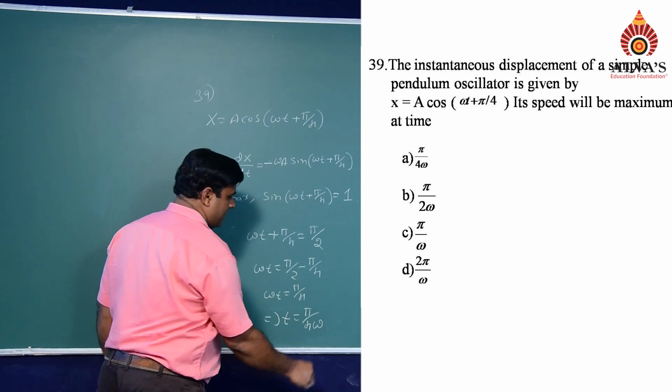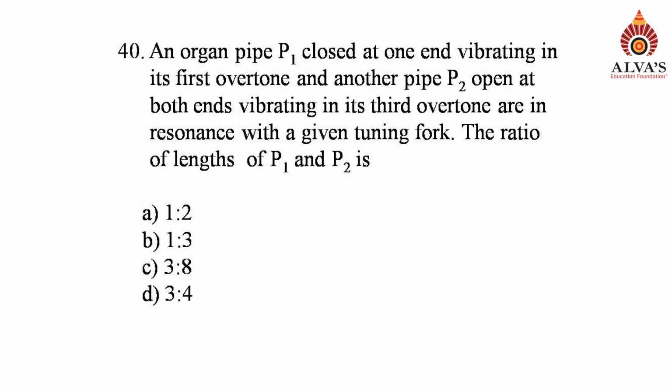So, the answer is... An organ pipe P1 closed at one end, vibrating in its first overtone, and another pipe P2 open at both ends, vibrating in its third overtone, are in resonance with a given tuning fork. The ratio of lengths of P1 and P2 is.